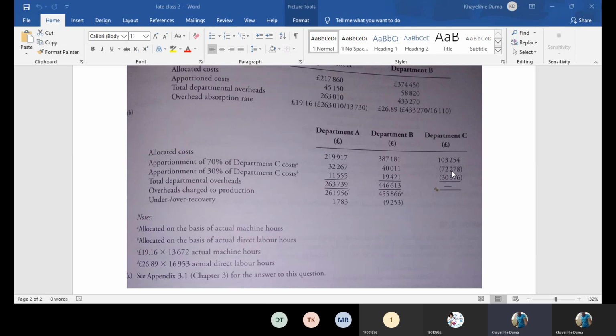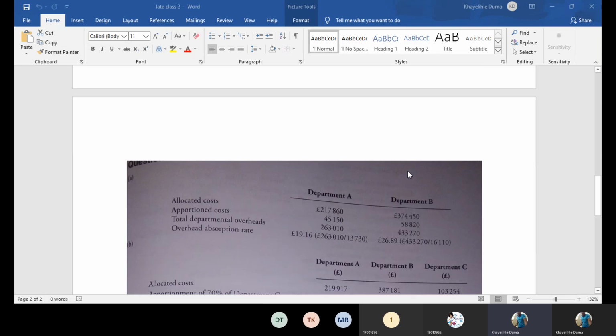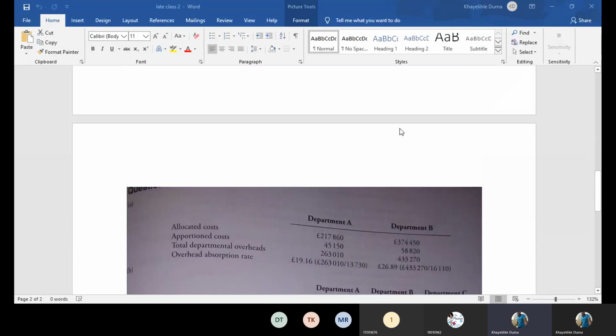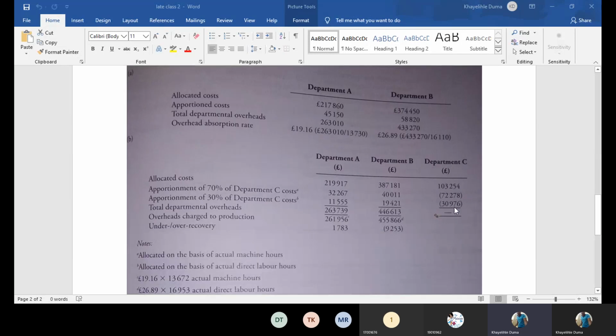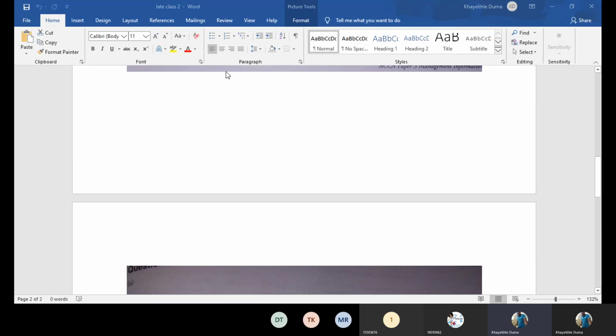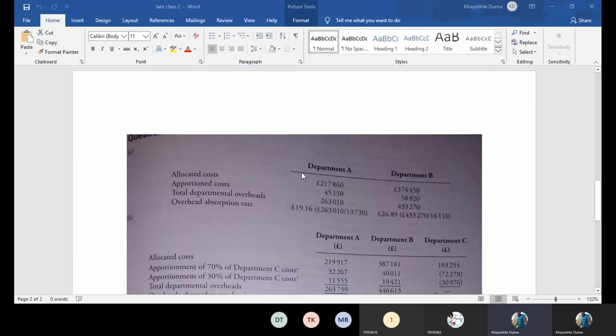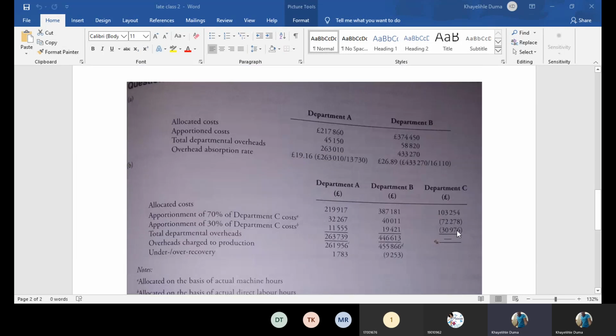And then the remaining is going to be apportioned using what? They said that we are going to apportion the remaining using the direct labor hours. So it means we are going to reapportion this 30976 using direct labor hours. So you'll go into the direct labor hours that were worked, and then you get the total, and then you're going to say this amount multiplied by the hours that were worked on department A divided by the total hours, and then this amount multiplied by the hours that were worked on department B divided by the total hours.